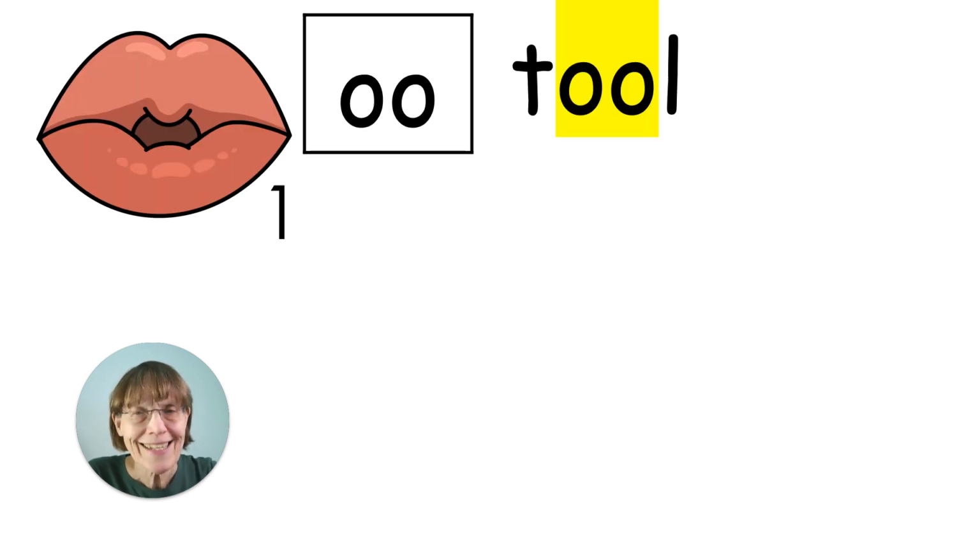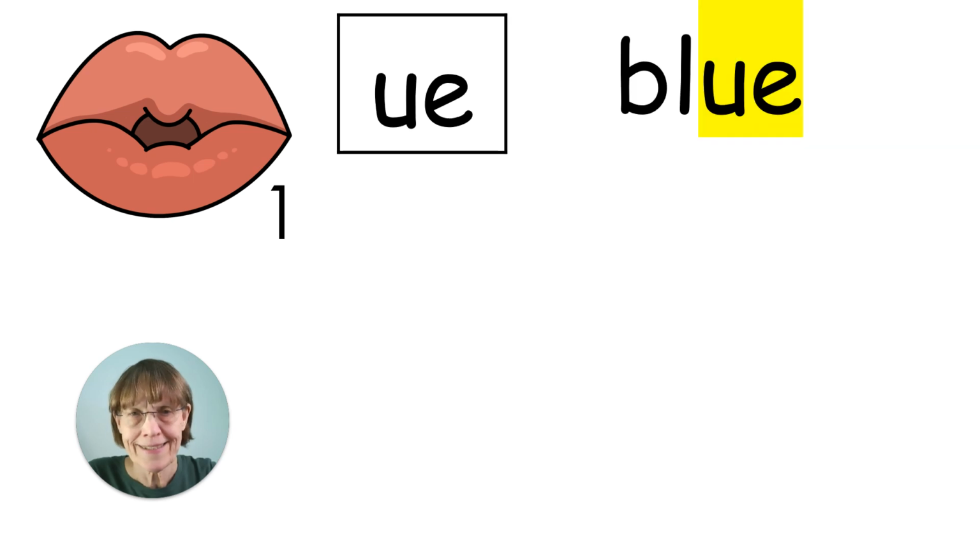So please read this word. T-oo-l, tool. Please read this word. So here we have a B and an L sound together, bull, and then oo. 4 letters, 3 sounds, b, l, oo, blue, the color blue.